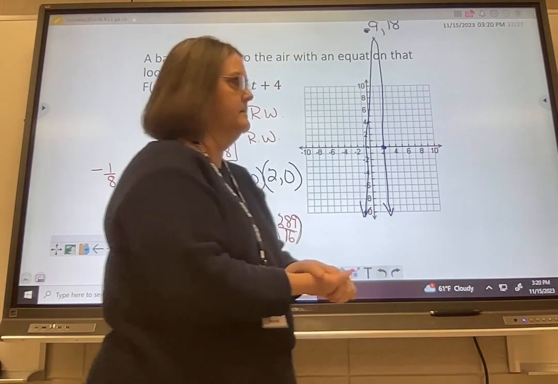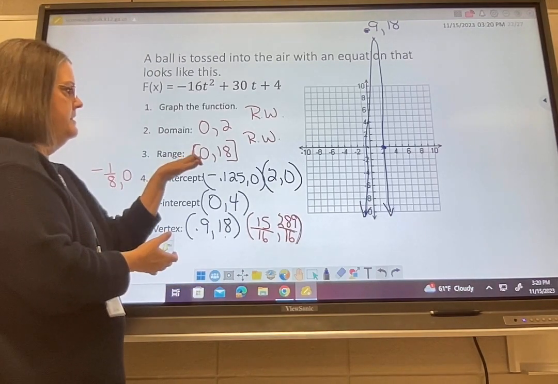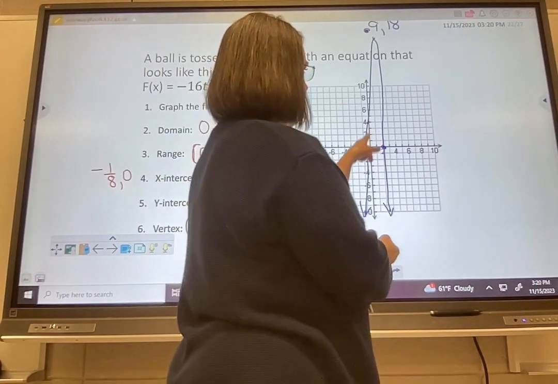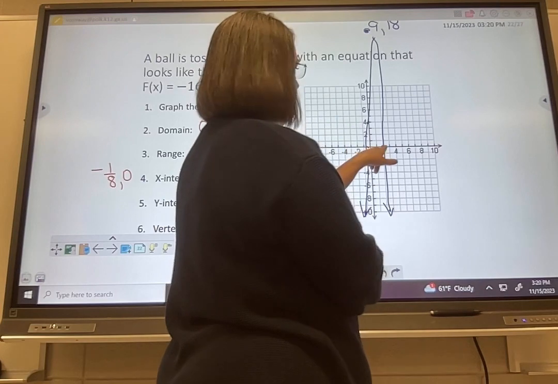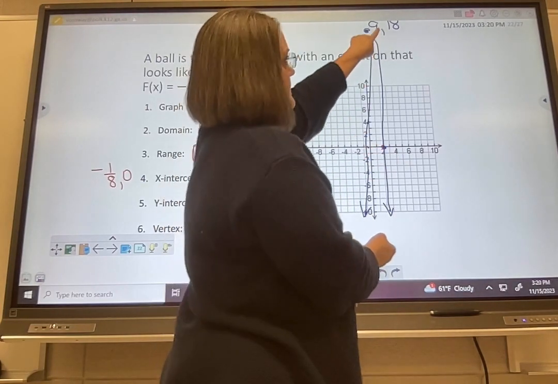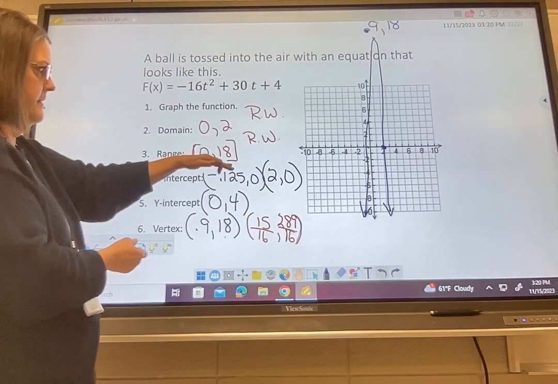Remember, domain is x. And then my y, my range, is going from 0 to 18, because if this is the point 0, it's going from 4. Sorry, no, here's my 0, I'm right. So this is going from 0 to 18, which the 18 is really 289 over 16, but that's your range.